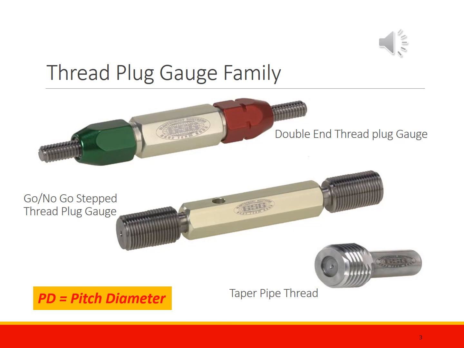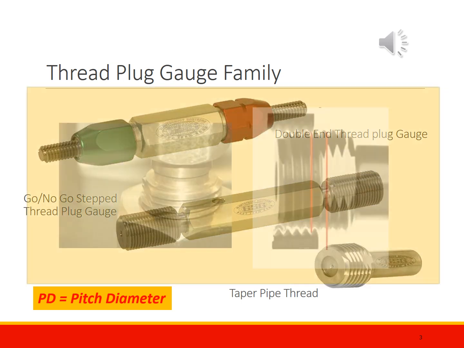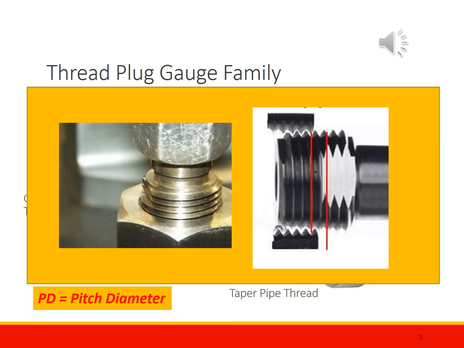Pictured here are typical thread plug gauges. One of most interest of this lecture is the double-ended thread plug gauge, set up as a go, no-go gauge. In the left-hand pop-up, we see here a nut ID thread being checked with a thread plug gauge. In the right hand of the pop-up, we see a tapered pipe thread wherein the depth of the mating thread part is checked.